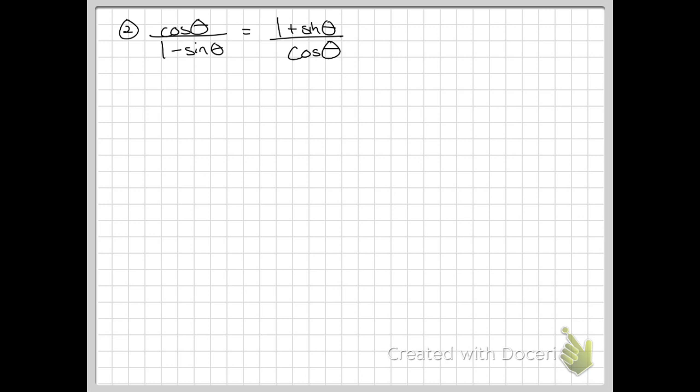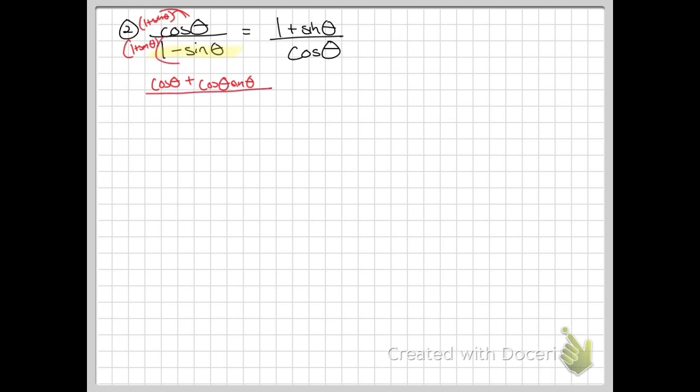Okay, number 2. When I look at number 2, the denominator on the left side is almost an identity. Your Pythagorean identities are 1 minus sine squared theta. So since it's so close to being an identity, I'm going to multiply by the conjugate, 1 plus sine theta, on top and bottom, only on the one side of my equation. When I do that, I need to distribute on top. So cosine times 1 is cosine, plus cosine times sine is cosine theta, sine theta, over.